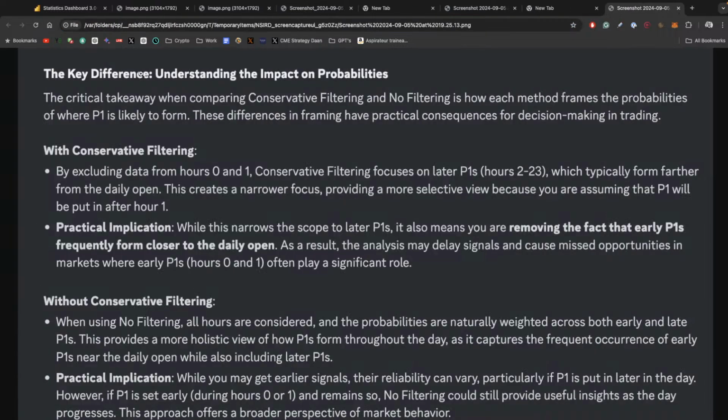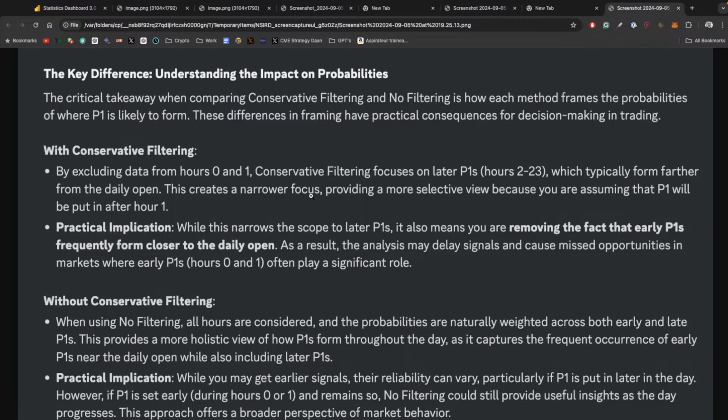Here we go. So the key difference is understanding the impact on probabilities. The critical takeaway when comparing conservative filtering and no filtering is how each method frames the probabilities of where P1 is likely to form. These differences in framing have practical consequences for decision making and trading. With conservative filtering, by excluding data from hour 0 and 1, conservative filtering focuses on later P1s, which typically form farther from the daily open.